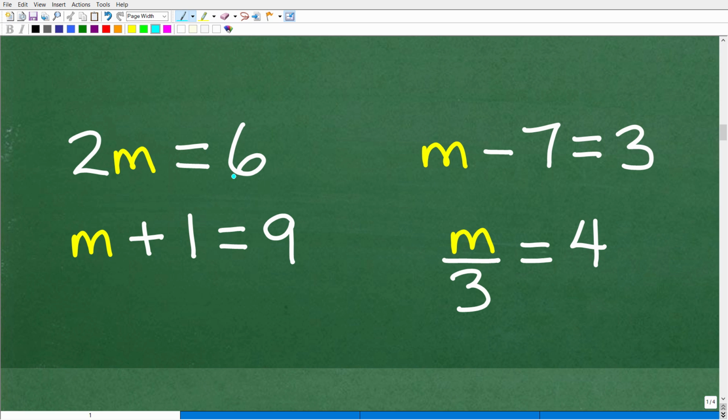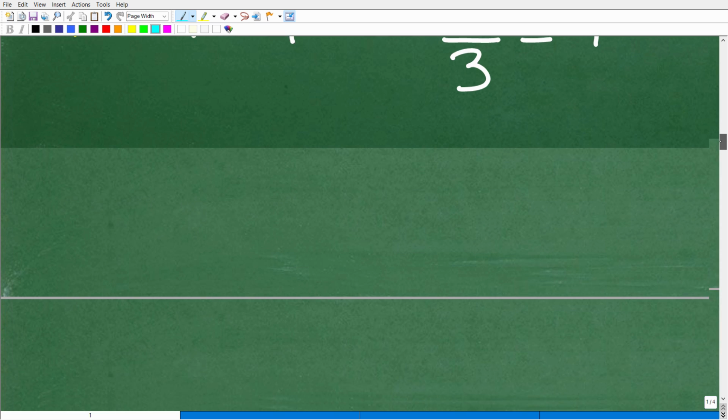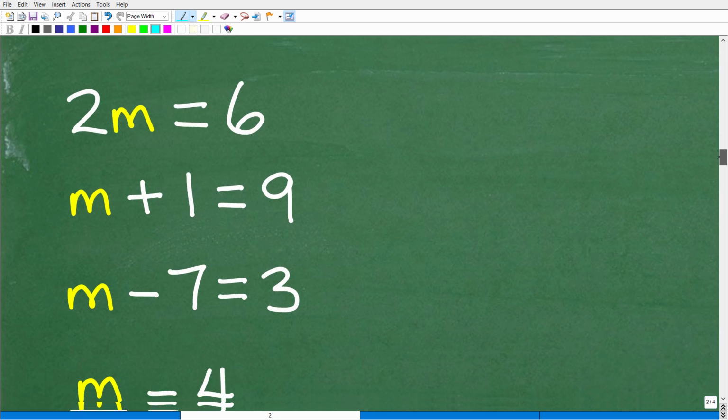All right, so we have 2m is equal to 6, m plus 1 is equal to 9, m minus 7 is equal to 3, and m over 3 is equal to 4. All right, so I'm going to go ahead and quickly solve these equations right now. And this is basically a review for some of you out there. They'll be like, hey, Mr. YouTube Math Man, the last time I saw algebra is when disco was popular. No big deal. Hopefully some of this stuff comes back to you right now.